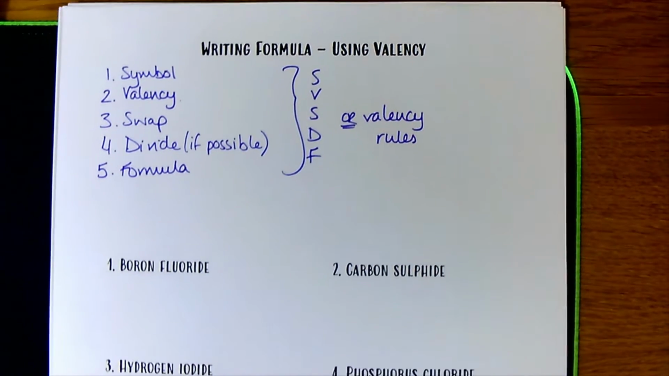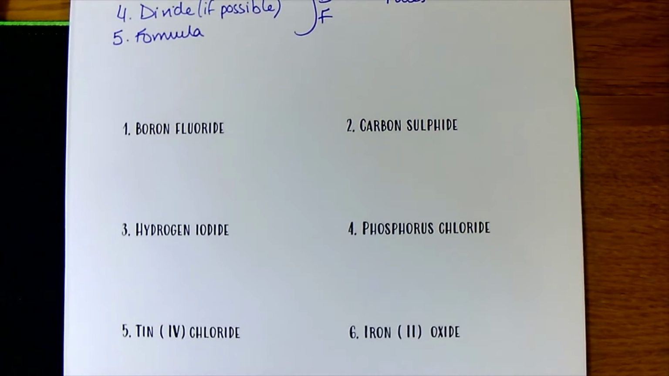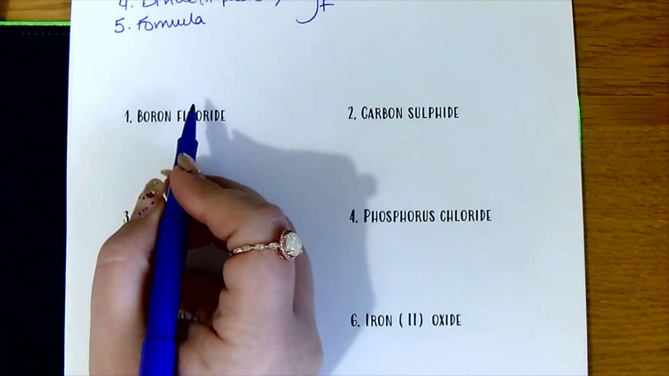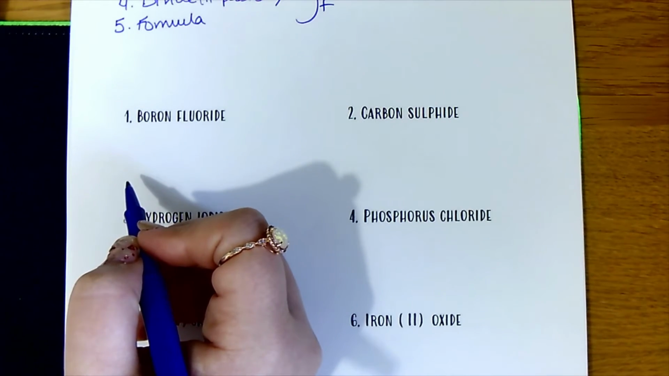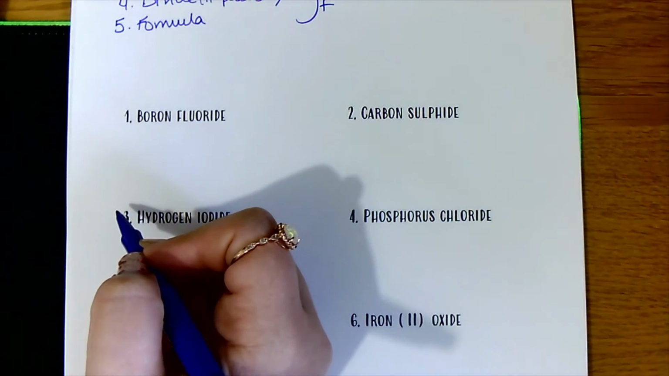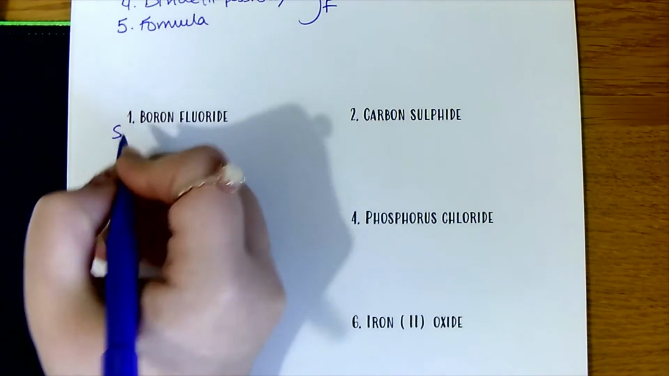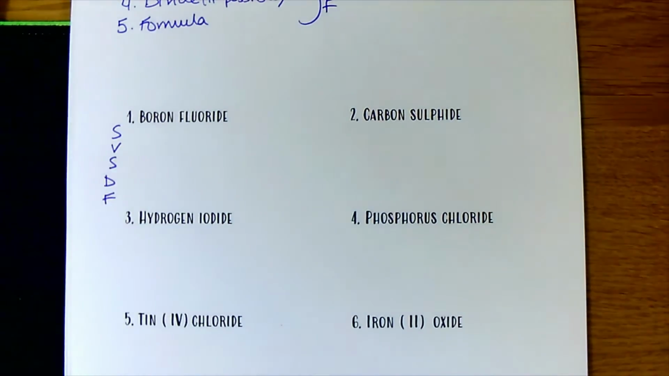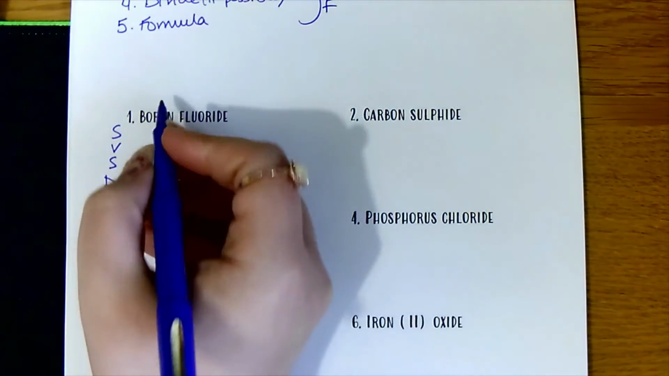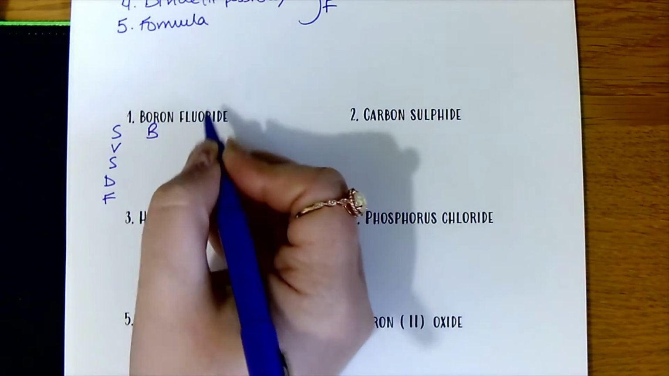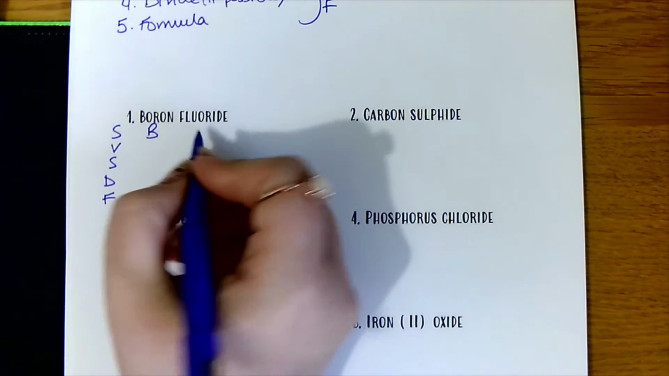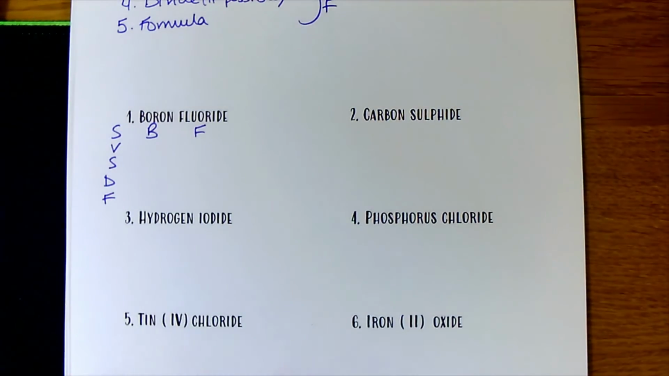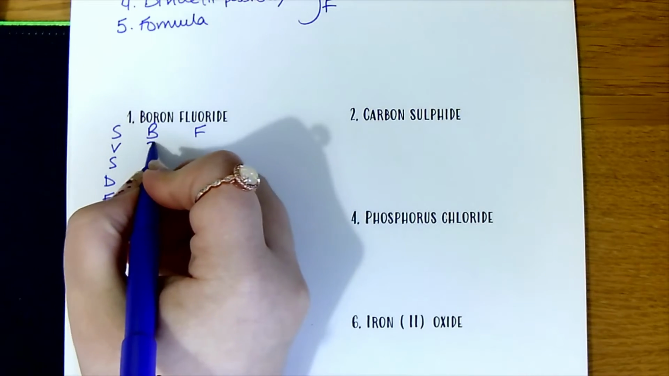Now let us work through some examples of that. So our first example is boron fluoride, and I would suggest that when you're working through these valency rules that you write out the compound name to begin with. I would also suggest that you write down the steps at the side. The symbol for boron is B. The symbol for fluorine is F. The valency for boron is in group 3. It has 3 unpaired outer electrons, so its valency is 3.